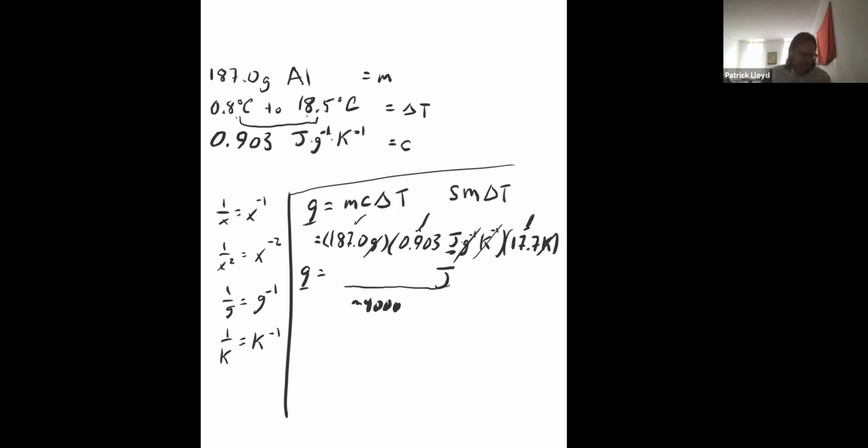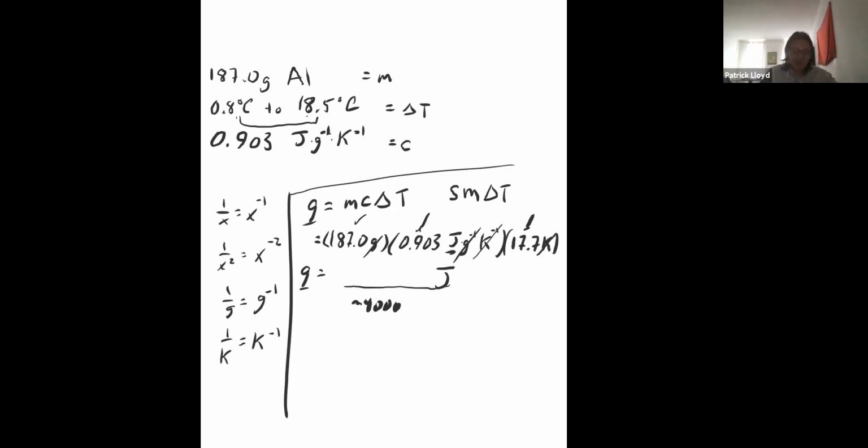187 times 0.903 times 17.7, a little under 3,000. Oh, I was off. How did I get 200? Wow, I guess my rounding was pretty bad. 200 times 1 would be 200, times 20 would be 4,000. It's actually closer to 3,000, so I was off a little bit. My rounding wasn't very good. Let me just check it again. 187 times 0.903 times 17.7. Yeah, it's closer to 3,000.